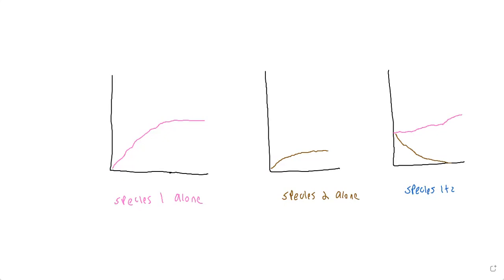Now we are going to do another example. Wait, why did I erase that? So species 1 alone is going to look like this. Species 2 alone is going to look like this. And species 1 plus species 2 is going to look like this. So you see here that they're pretty much even competitors.